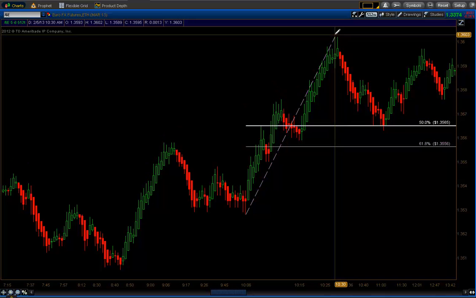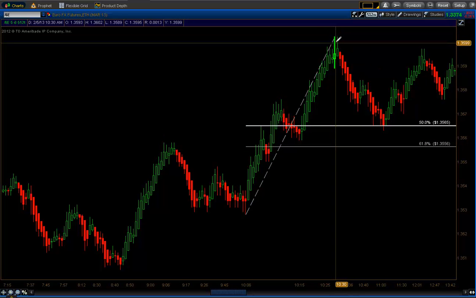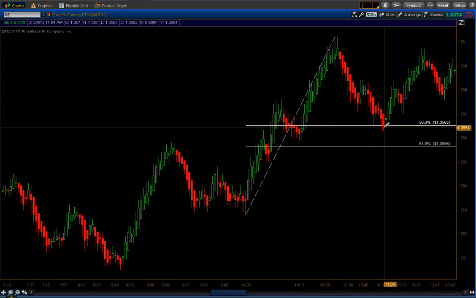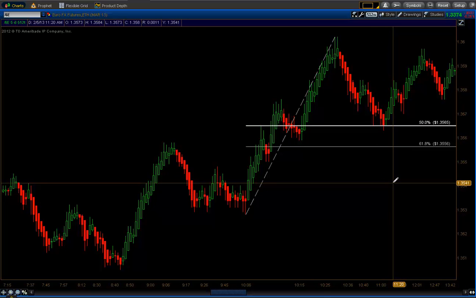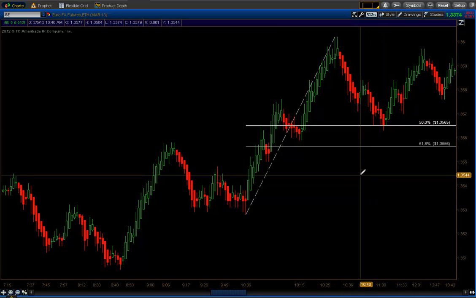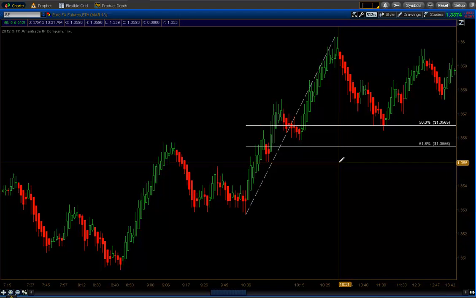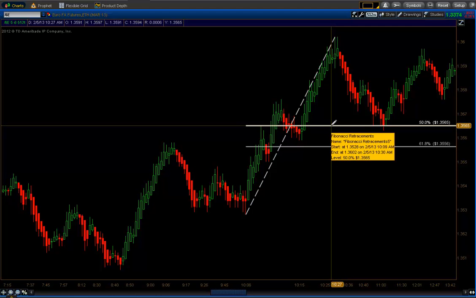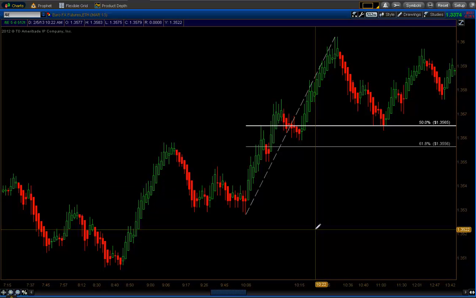In this case, all the way up here, at highs of the day, did give us a pullback to the 50%. In the next video, I'll talk about what happens when we do break through and advance through that negative 23% target, how we can go into Fibonacci extensions.